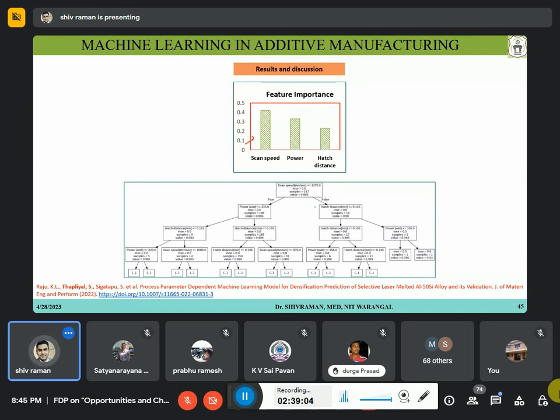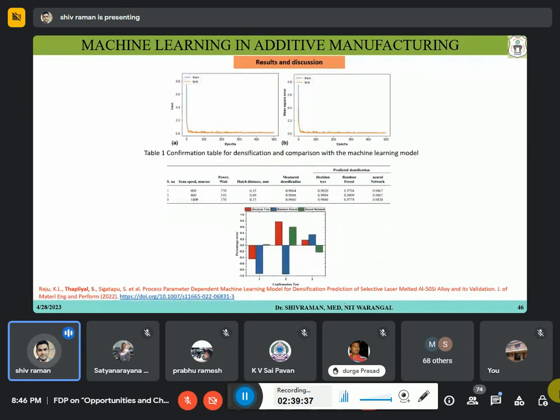We developed our decision tree, which starts from a root node where scan speed is less than 1375. If yes, then if power is less than 1375, if yes, like that it is making the decision to predict the densification with higher accuracy. The significance here is that we experimentally validated our machine learning model.